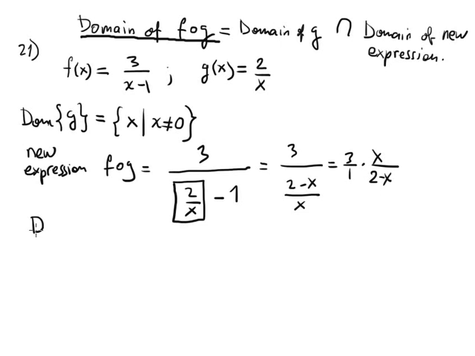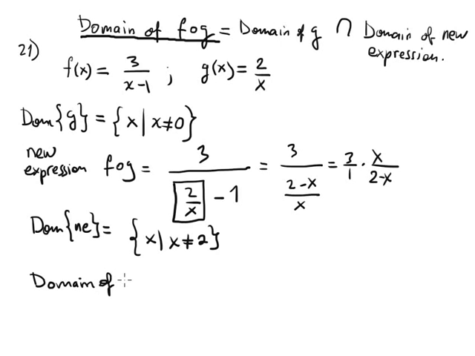That's the domain of the new expression, is obvious, is all real numbers except 2. I'm looking here in the denominator. Now, final answer, domain of F composite G is the union, this and this together. This is x such that x must be different to 0 and x must be different to 2. Final answer.